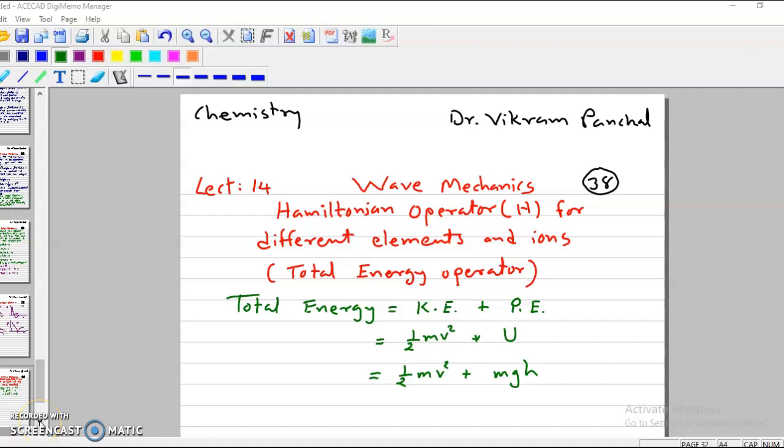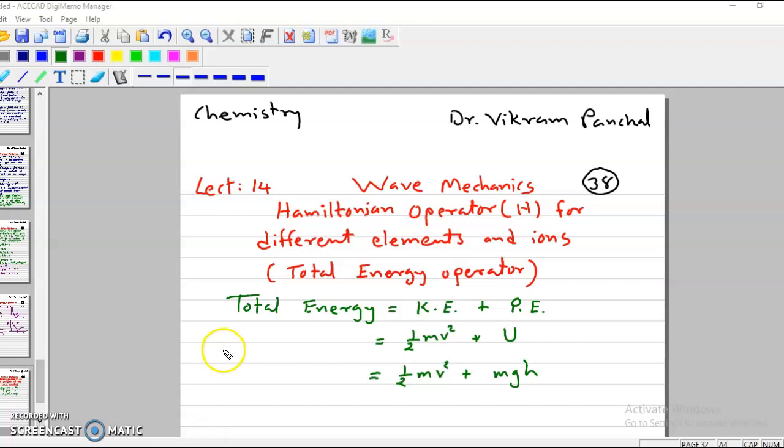This is Dr. Vikram Panchal and I'm teaching you wave mechanics for chemistry. This is lecture number 14 in the series and I will discuss the Hamiltonian operator for different elements like hydrogen, helium, lithium, etc. and some ions also. Well, Hamiltonian operator H is also known as total energy operator.